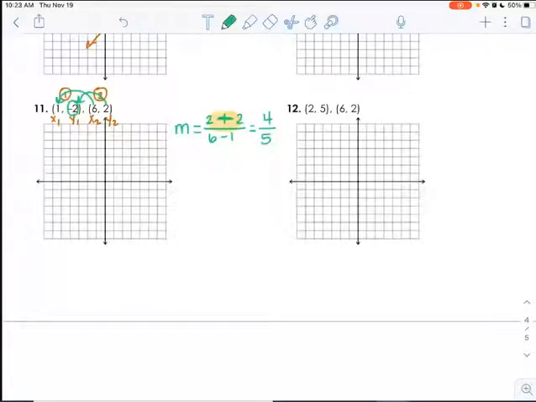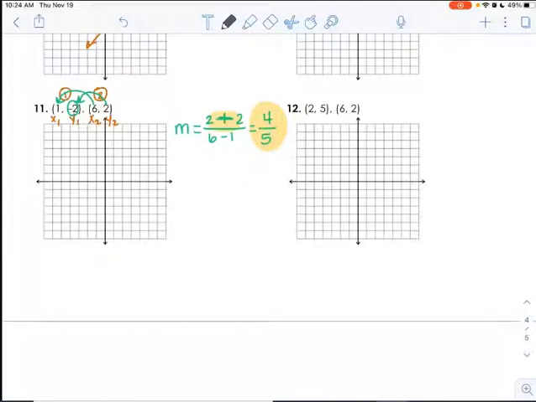So the question here, when you're ready for it, is, can I simplify the fraction 4/5? All right, you are correct. 4/5 cannot simplify. So that's it. 4/5 is my slope. Keep in mind, this is a positive 4/5. So what would you expect this line to look like? Up. Awesome. This will be going up.